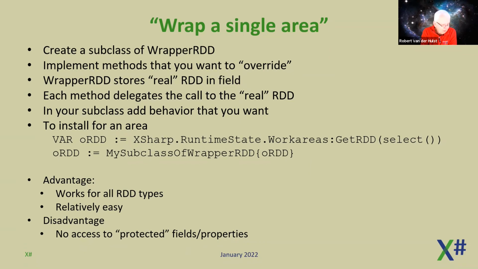It's relatively easy. One disadvantage is that there is no normal way to access protected fields and properties from the parent classes. To do that, you would have to inherit from the RDD class. And that's what I want to show you in the next example: how you can inherit from a class and change the behavior of a class.